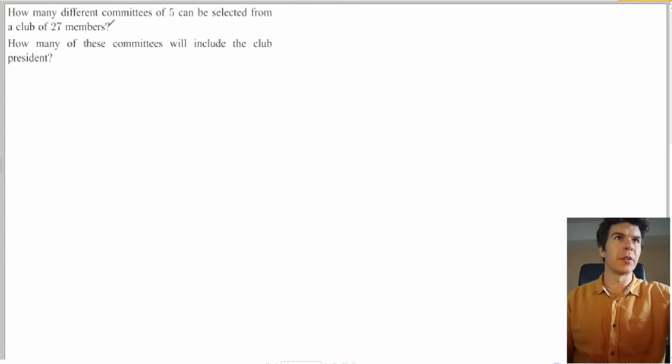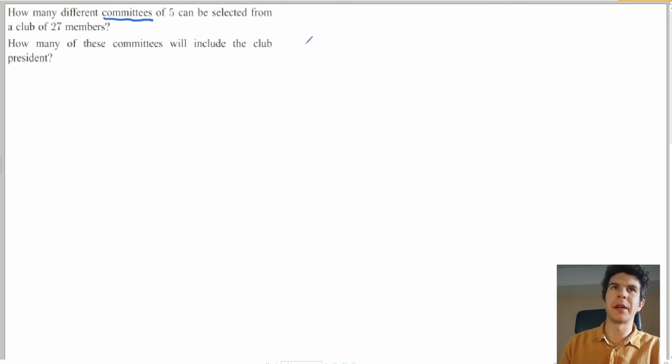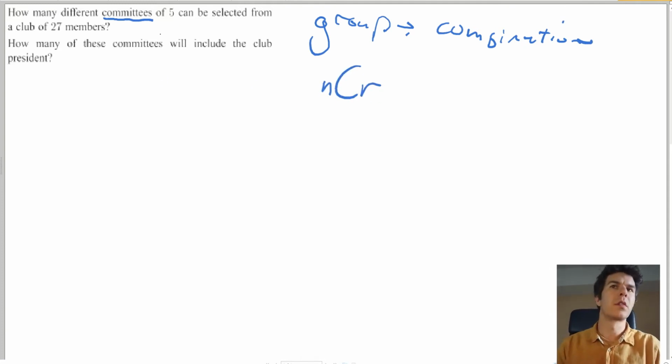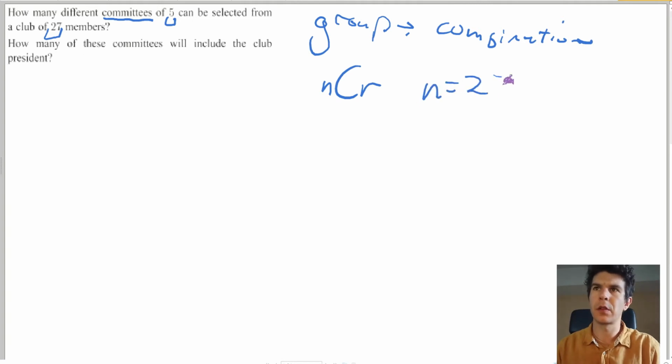So you notice when you're finding a committee that it doesn't matter, there's no order. It's just, hey, let's make a group of 5 people. A committee is just a group, which means we're going to be using combinations, or nCr. So we can just do this quickly. 27 members, groups of 5, n equals 27, r equals 5.